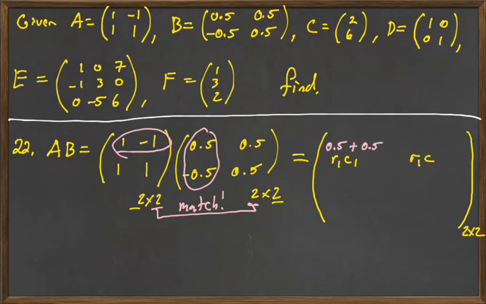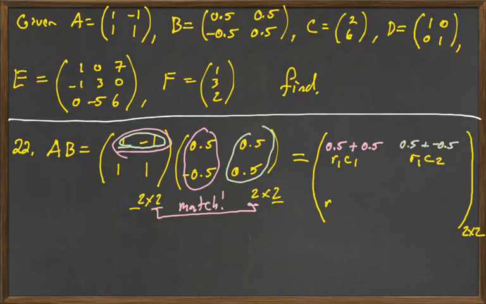Then we're going to do row 1 of the first matrix times column 2 of the second matrix. So we're going to do 1, minus 1 times 0.5, 0.5. So 1 times 0.5 is 0.5, and negative 1 times 0.5 is negative 0.5.